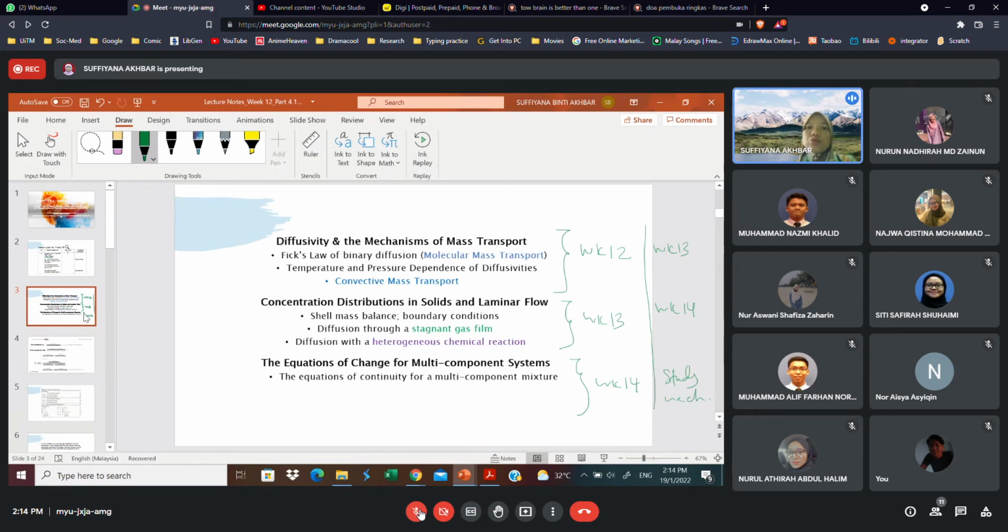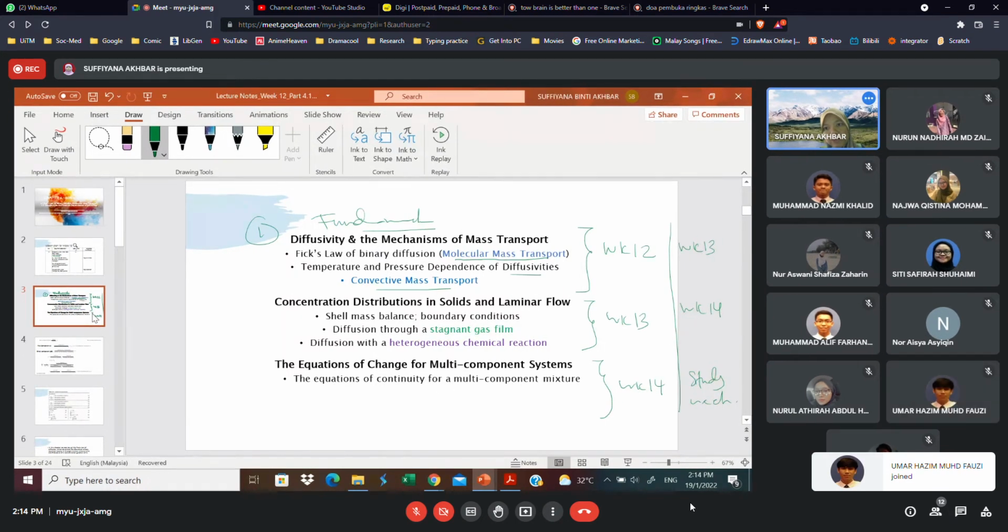Okay, so we start our chapter 4 with the fundamental. First we will learn about the fundamental, which is the diffusivity and the mechanism of mass transport. So for the fundamental, we look at the two types of transport of mass, first by molecular and second by the convective. Okay, and then we will estimate the mass diffusivity.